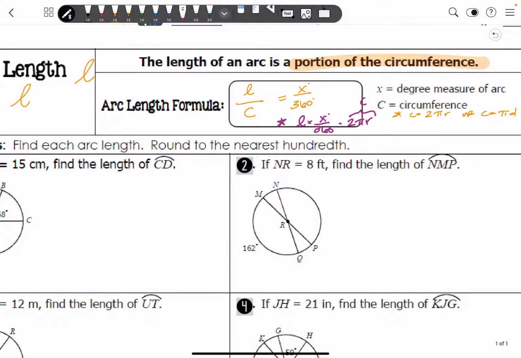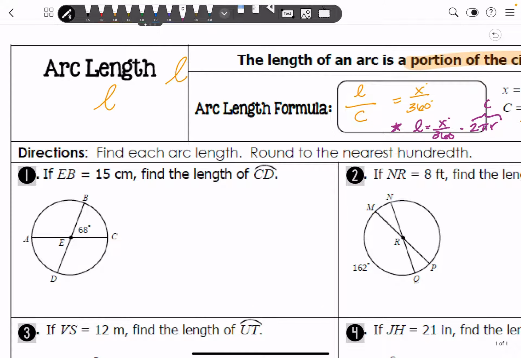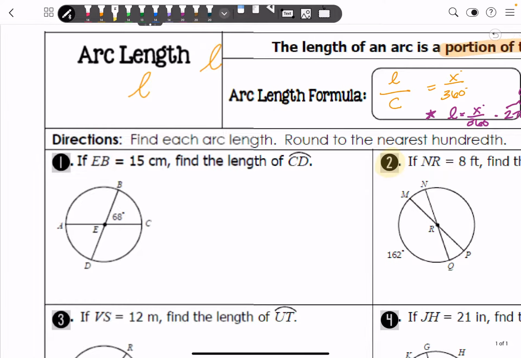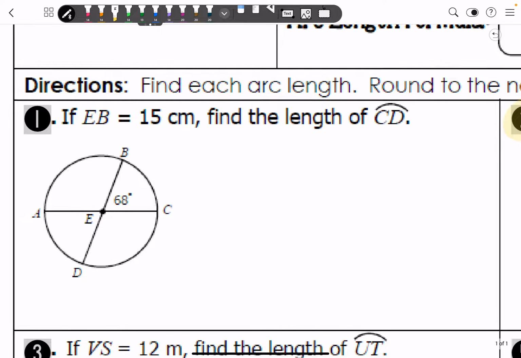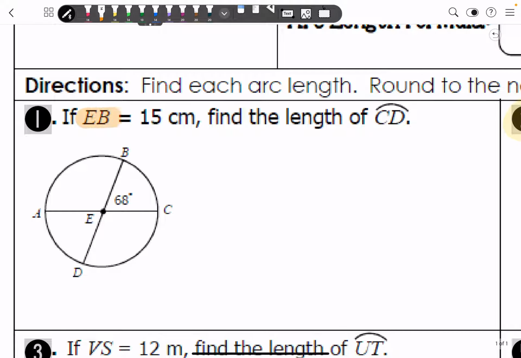All right. So I am going to do number 1 with you guys, and you guys will be responsible for number 2. I promise you, it looks hard, but you've done this. It's just proportions. You can do this. All right. So let's look at what they've given us. EB is 15. Find the length. We're looking for arc CD right here.